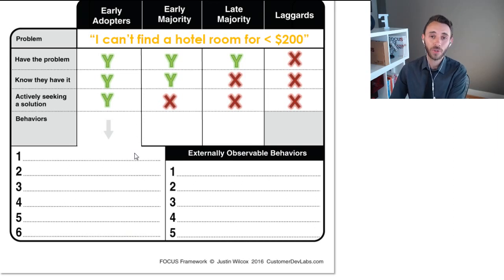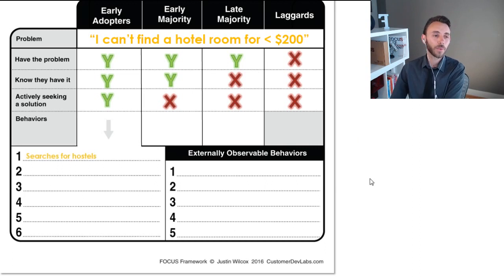So I'm going to invite you to do that now. I'm going to invite you to actually write up the behaviors of someone who is actively seeking a solution to this problem. So try and come up with at least 5 behaviors. 5 behaviors someone would demonstrate that says, yes, I am trying to actively solve this problem. I'll start you off with one. I'll give you one for free.